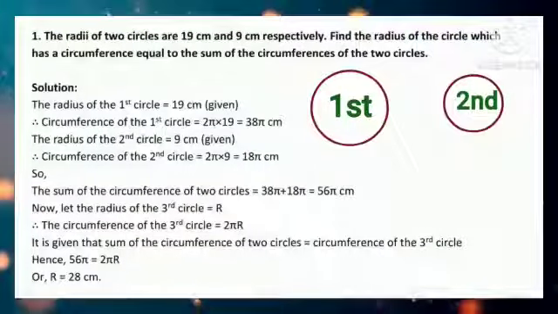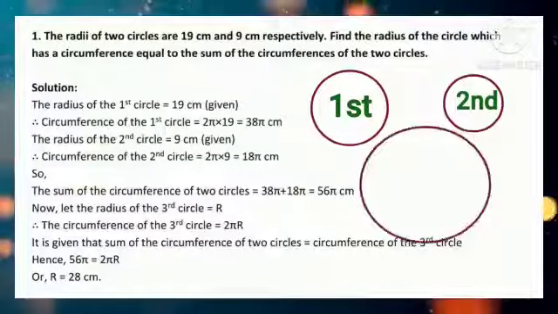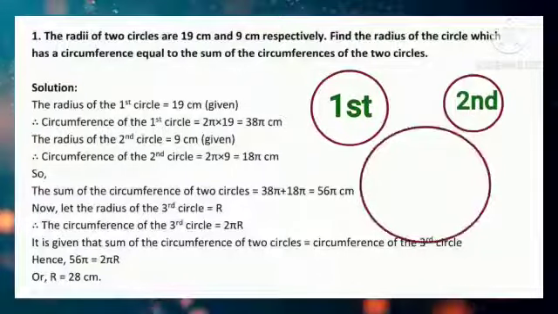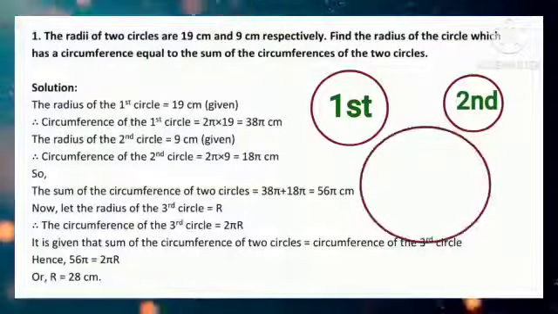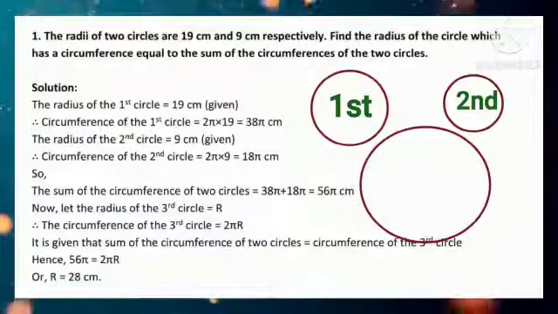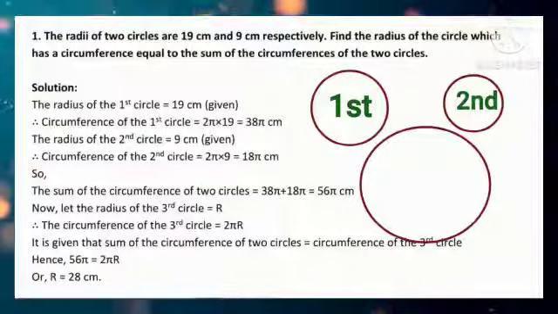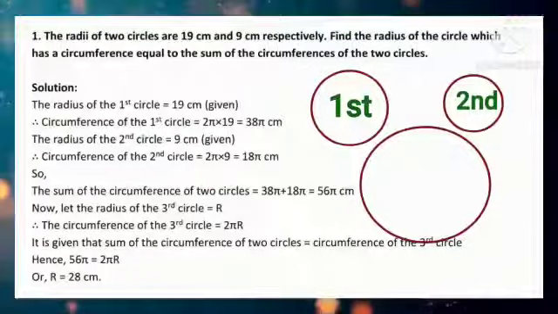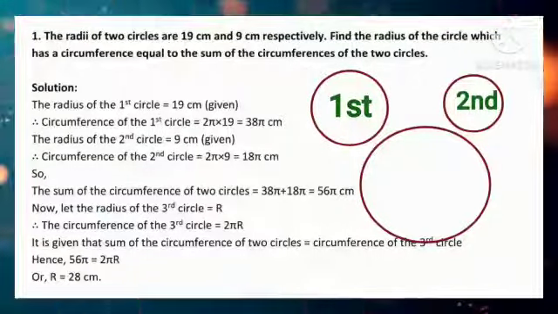Now we have to find the radius of that circle whose circumference is the sum of the circumferences of these two circles. So we can express an equation as 2 pi capital R equal to 56 pi. And finally we get the radius of the resultant circle that the question is asking for, that is 28 centimeter.